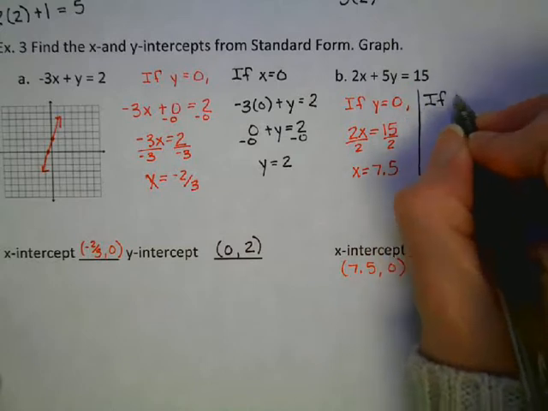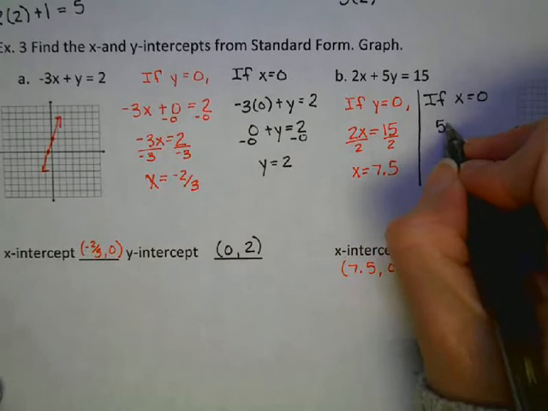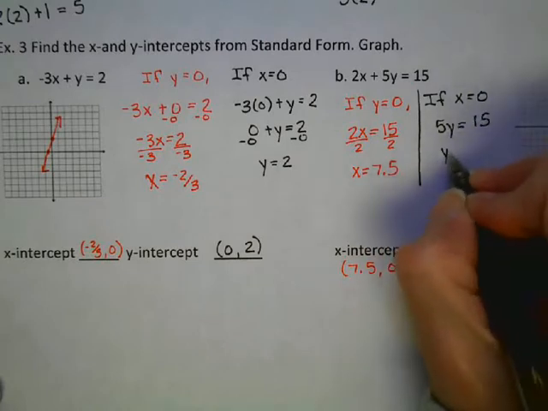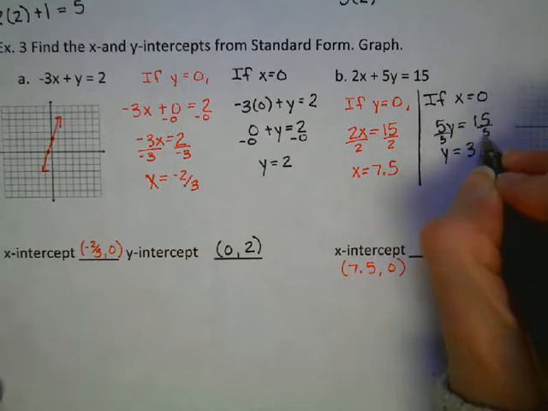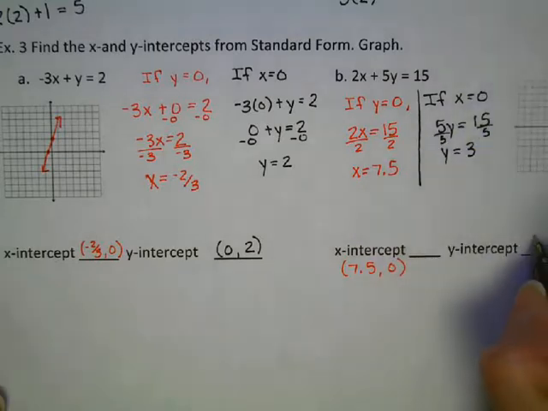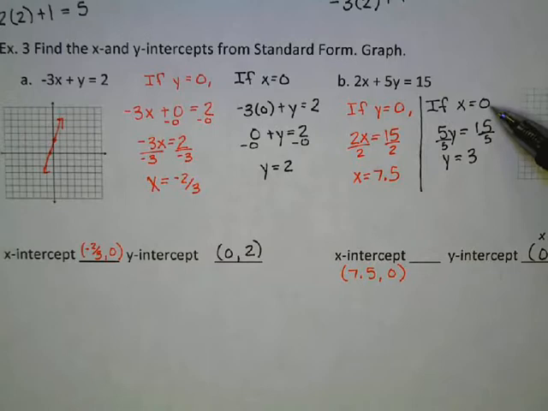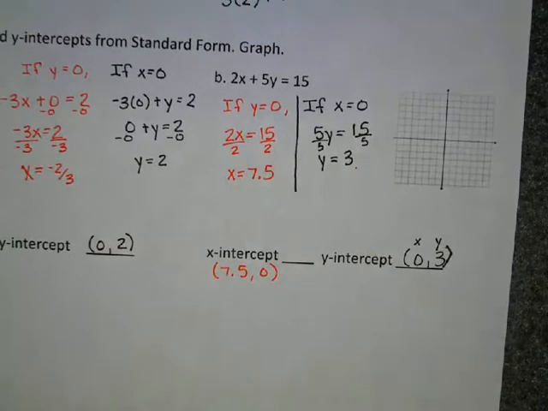And then, draw a line here. If x equals 0, that means there's 0 x's in the problem. Now we would have 5y equals 15. So y would equal 3. You divide by 5, divide by 5. So my y-intercept would be 0, 3. Because remember, this is your x value, this is your y value. So if x equals 0, then we got the answer of y equals 3.